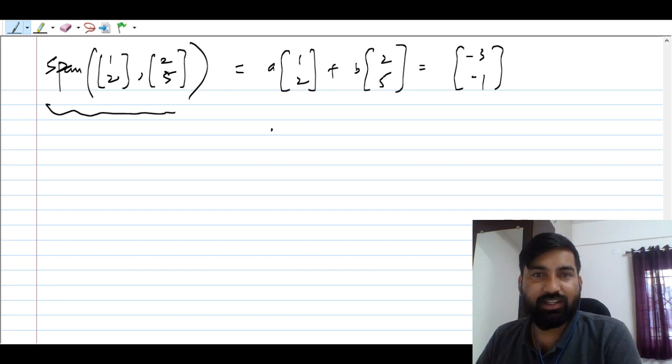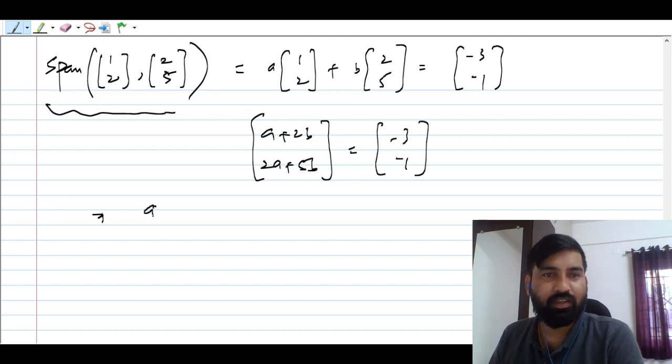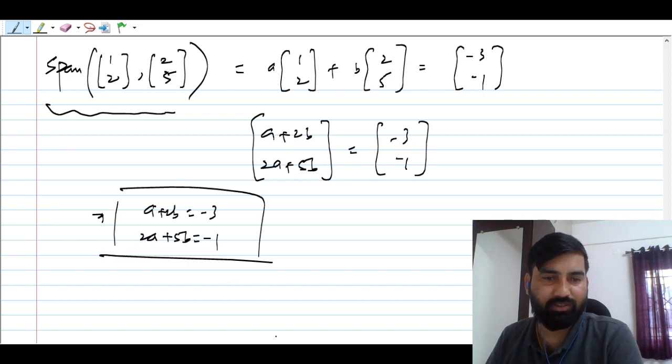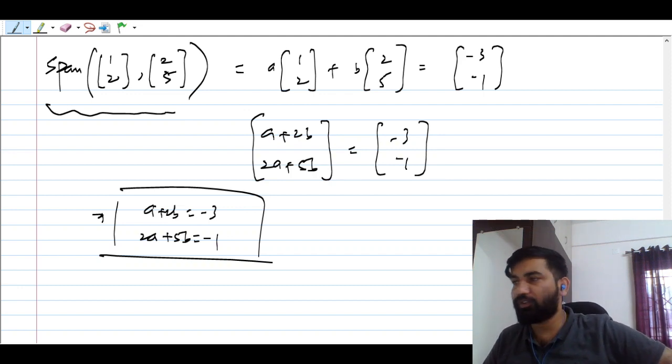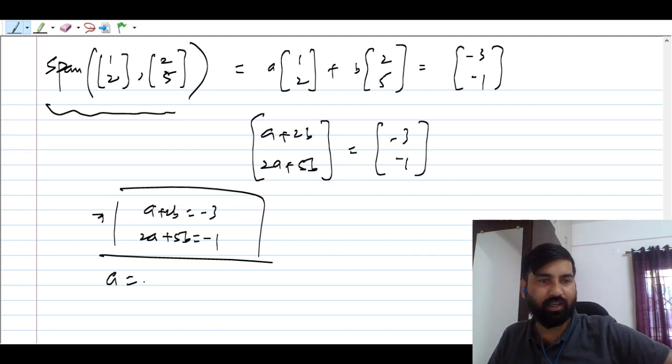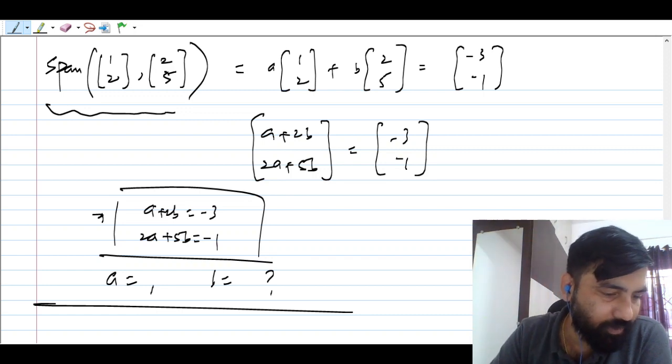So you can say that a plus 2b and 2a plus 5b is going to be equal to -3 -1. अब हमें तो ऐसा लगता है कि तो बहुत सिंपल है, a plus 2b equal to -3, 2a plus 5b equal to -1. So I think anybody can solve this equation. Can you solve these equations, Shivam, and tell me what is the value of a and b? यहाँ पर a की वैल्यू क्या है and b की वैल्यू क्या है, ठीक है? Because this is just a pair of linear equations that you can solve, ठीक है?